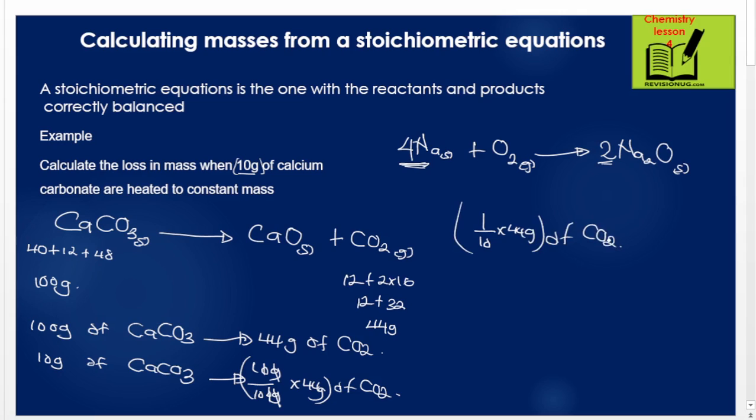So we compute that one. This is going to be 1 divided by 10 gives us that one, then multiply it by 44. So the loss is 4.4 grams. So calculate the loss in mass. The mass which was lost was 4.4 grams of carbon dioxide.